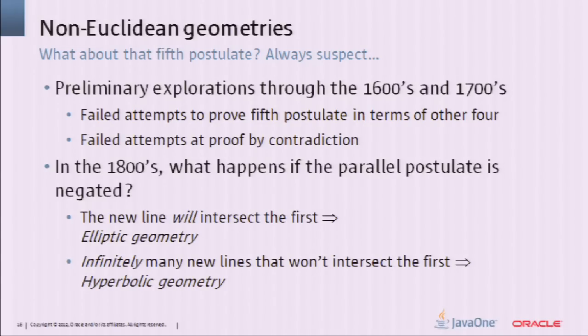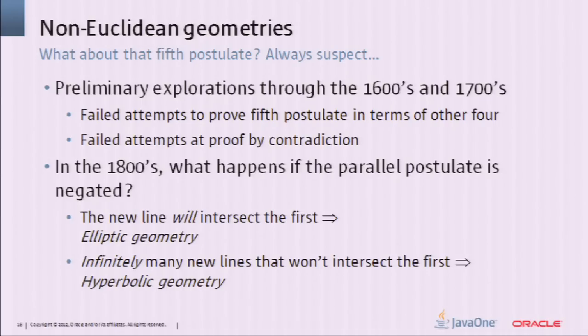So around the 1800s, various mathematicians started thinking, well, what would happen if we negate the parallel postulate? Now, the parallel postulate has a couple parts to it. There's a point off the line, and you can draw exactly one line that won't intersect. Well, there's a couple ways to negate that statement. You could say, all right, well, let's say it will intersect. Every time you have a point off the line and you draw another line through it, you will get an intersection, guaranteed. That's one way to make that postulate false.